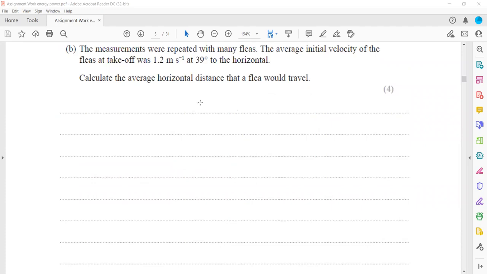The next one: the measurements were repeated with many fleas. The average initial velocity of a flea at takeoff is 1.2 meters per second at an angle of 39 degrees to the horizontal. Calculate the average horizontal distance the flea would have traveled. So now this part is related to projectiles. It is taking off with a velocity of 1.2 meters per second at an angle of 39 degrees. We need the range.